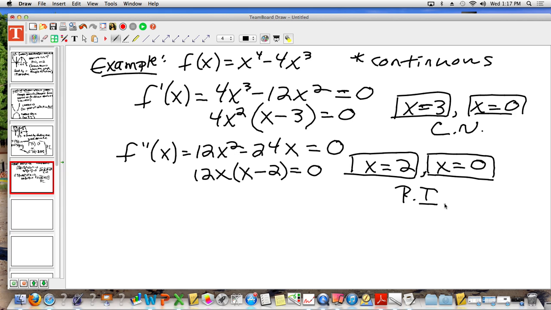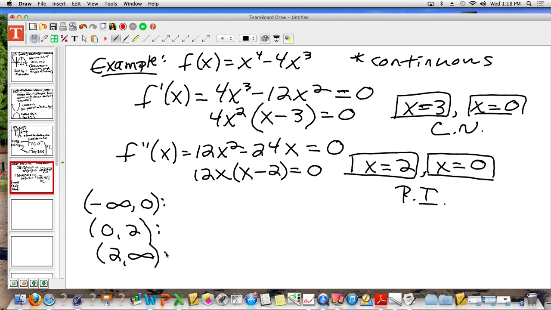All right, so we have our PIs, and our job now is to do exactly the same thing we did before when we were finding relative max and relative mins. But what we need to do is set up our regions based on our PIs rather than our CNs. So what is the smallest PI? 0. So my first region that I'm going to check is from negative infinity to 0. And then I'm going to check from 0 to 2. And then I'm going to check from 2 to positive infinity.